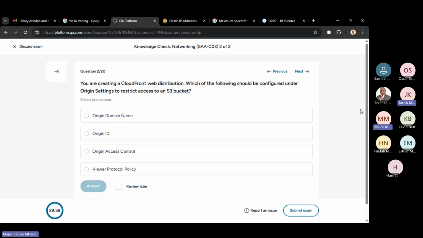Next person. Hilda, take on the next question. Okay. You're creating a CloudFront web distribution. Which of the following should be configured under origin settings to restrict access to an S3 bucket? Origin domain name, origin ID, origin access control, viewer protocol policy.